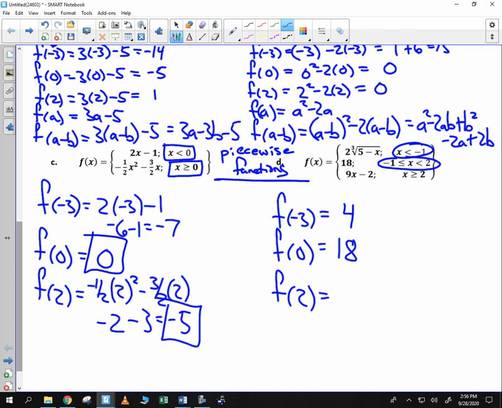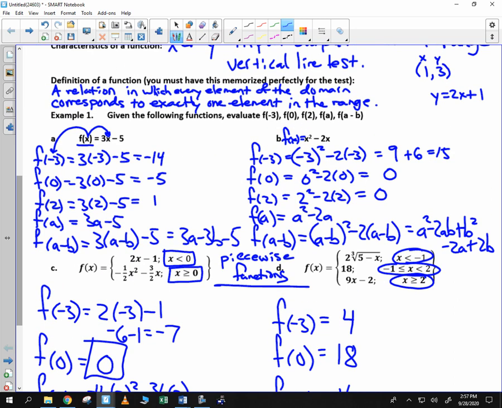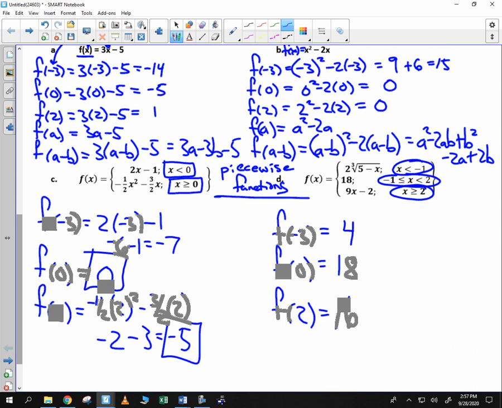And then 2 is greater than or equal to 2. So I plug it in the bottom. 9 times 2 is 18, minus 2 is 16. And there you have it. So be able to evaluate functions in both those situations.